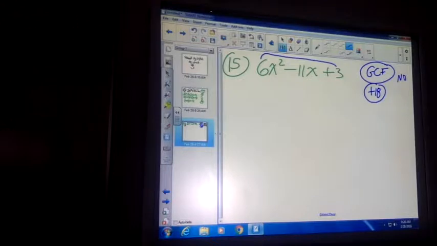So what's sticking out to tell you that it's negative negative? You're absolutely right. You can't multiply two positives to get a negative when you're adding.